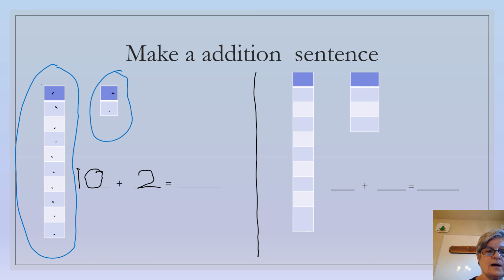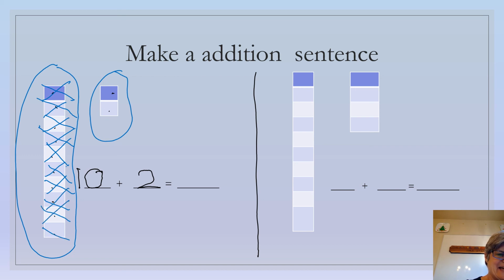I'm going to go 1, 2, 3, 4, 5, 6. Wait, let me count again. 1, 2, 3, 4, 5, 6, 7, 8, 9, and 10. And so, yes, I have 10 there.